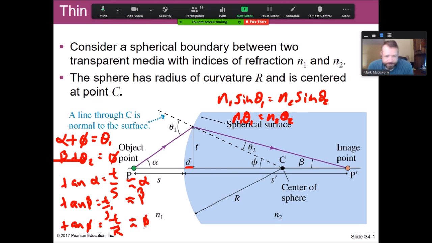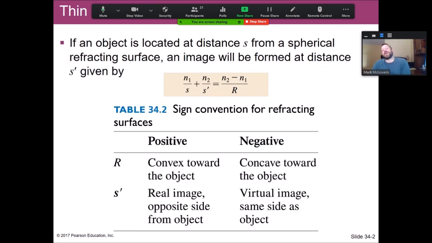And you've got to do some algebraic gymnastics here. You can use the index of refraction equation to eliminate theta 1 or theta 2, and then combine the alpha, beta, and phi together. And when you get through all of those algebraic gymnastics, which I'm not going to go through because it'll take me like 10 minutes, and I believe the book most likely derives it for you. It's pretty standard derivation stuff. We get to the following relationship.